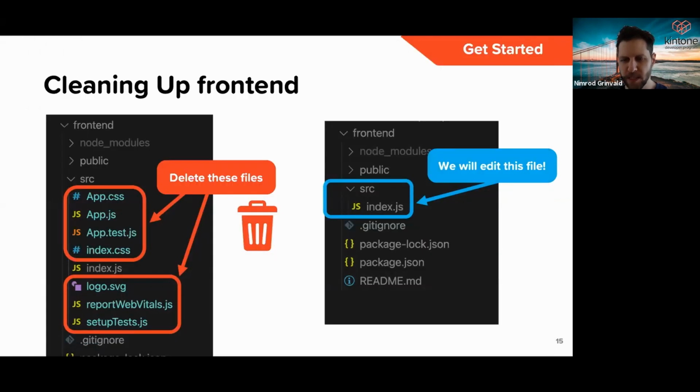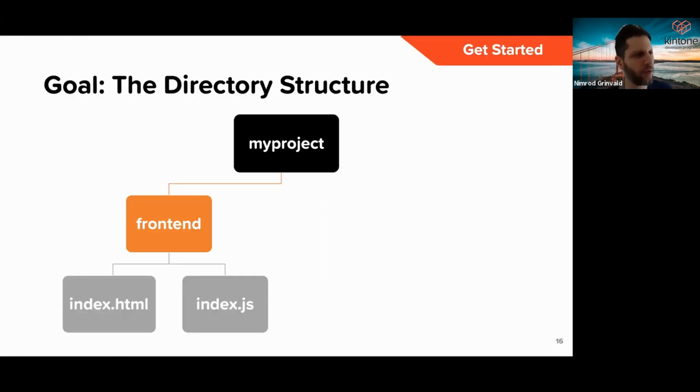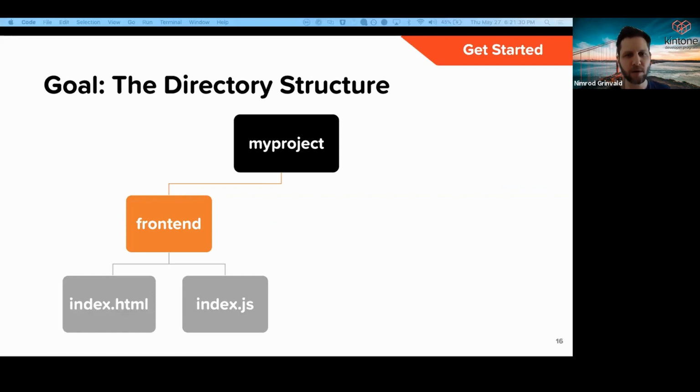I want to give you a heads up of what we're going to be doing so you'll have a snapshot of our destination. So right now we've got this frontend directory structure. We've got my project, that's our top level directory, and it's got a frontend folder, and our frontend folder, for our purposes, will have two important files in it. One is index.html, and the other is index.js.